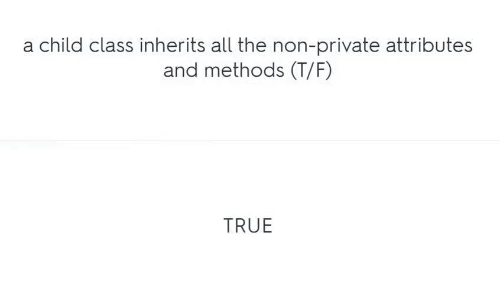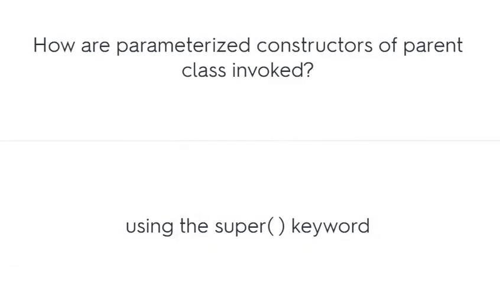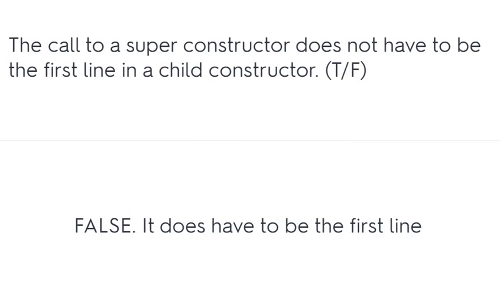A child class inherits all the non-private attributes and methods. True. How are parameterized constructors of parent class invoked? Using the super keyword. The call to a superconstructor does not have to be the first line in a child constructor. False. It does have to be the first line.